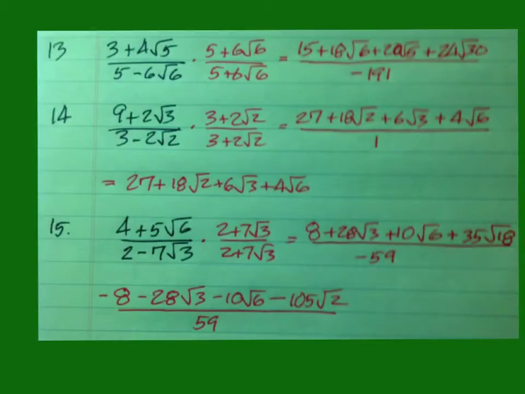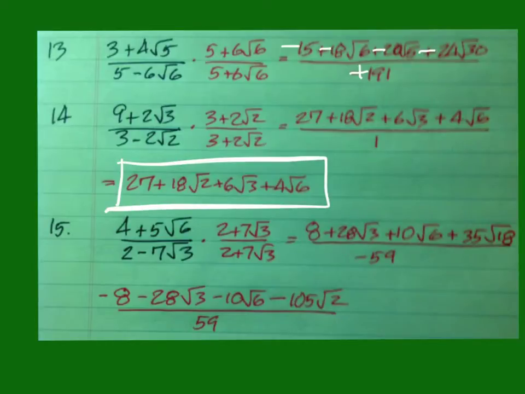On number 13, once again I did not finish the step. I think I just ran out of room because I had written the problems first and then went back and tried to work them. So that should be a negative 15 minus 18 square root of 6 minus 20 square root of 5 minus 24 square root of 30 over a positive 191.